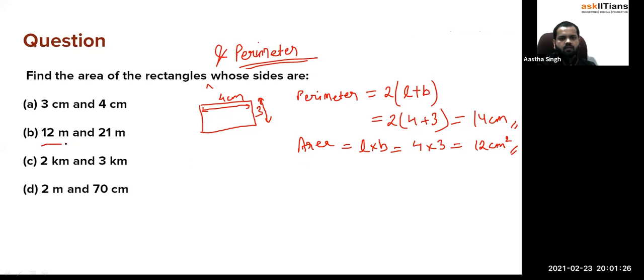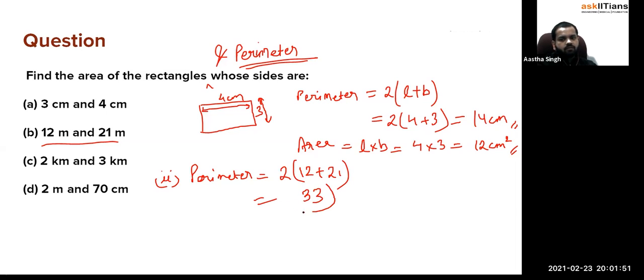Second is 12 into 21. So for the second, the perimeter: we have the formula 2 times of L plus B. Put this value, L is 12 and B is 21. Right? 12 and 21 will become 33, into 2 will become 66 centimeter.